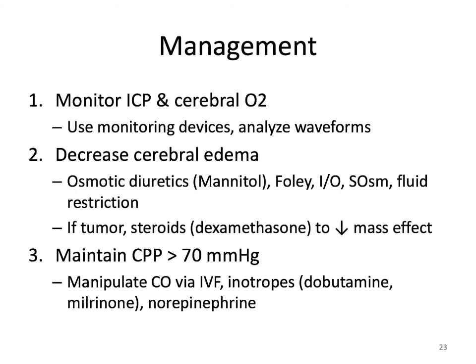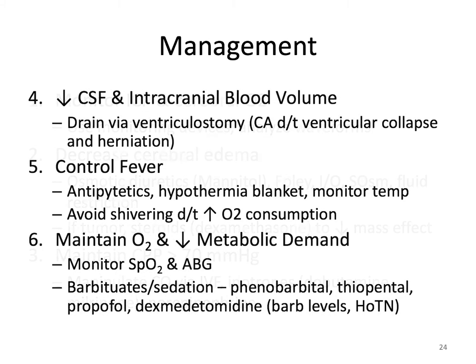Maintain a cerebral perfusion pressure greater than 70 millimeters of mercury. You can do this by manipulating the cardiac output via IV fluids or inotropes such as dobutamine or milrinone and norepinephrine. Decrease cerebrospinal fluid and intracranial blood volume by the use of a drain via ventriculostomy. This should be used cautiously due to ventricular collapse and herniation.